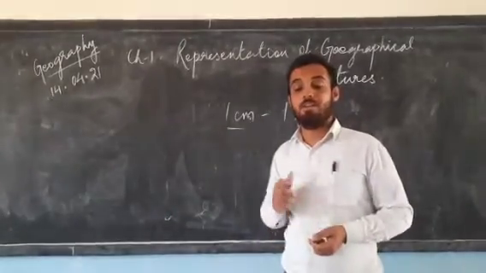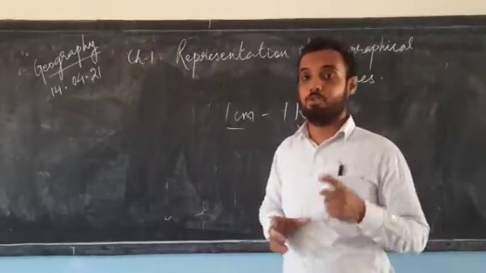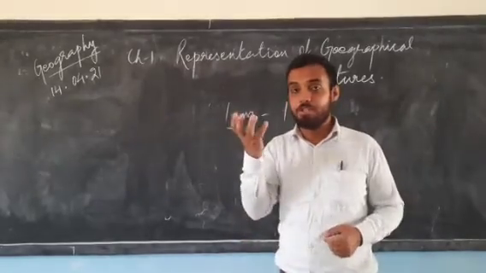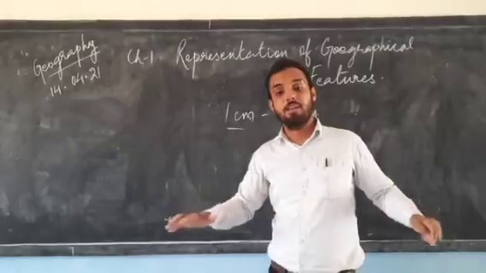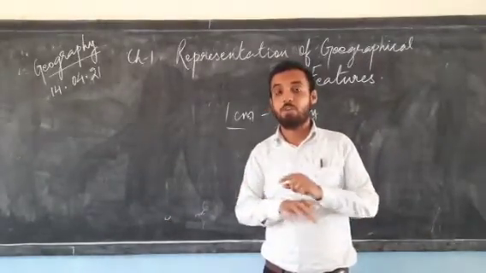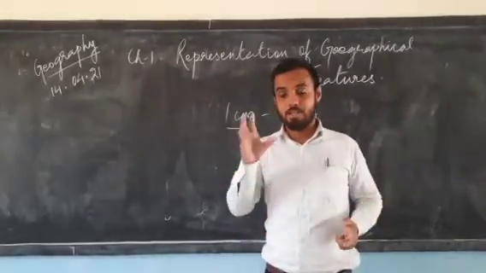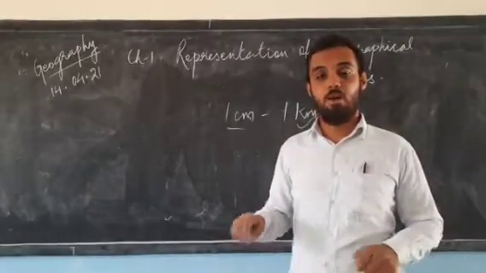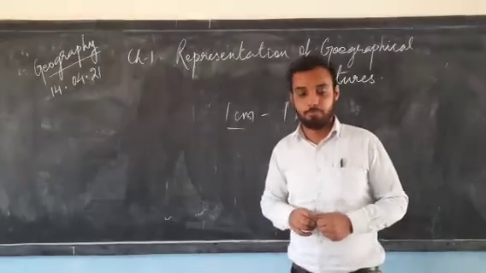Once again, what is a large scale map? A large scale map shows detailed information of a small area on a large space. We take a small area and then we provide all the information about that particular small area. We are not mentioning the continent, the world or anything. We are just taking one small area and providing all the information about it. That is called a large scale map.